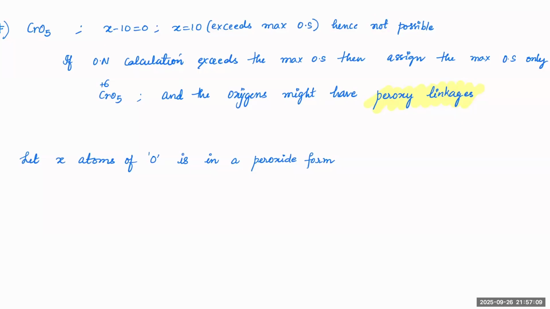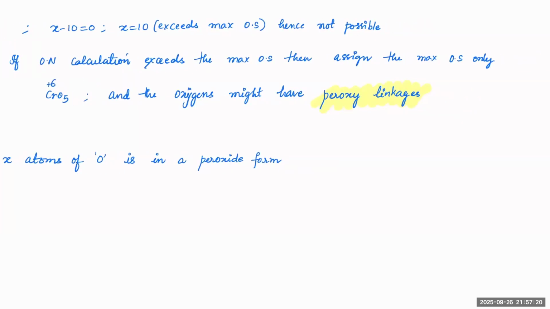Why this might be happening is because here you are considering all the oxygens as oxides. But it might so happen that some of them are simple oxides and some of them may be peroxides. And whenever there are peroxides, there will be peroxy linkages. Okay. So if you have peroxides, there could be peroxy linkages as well. Clear with the thought, everyone?